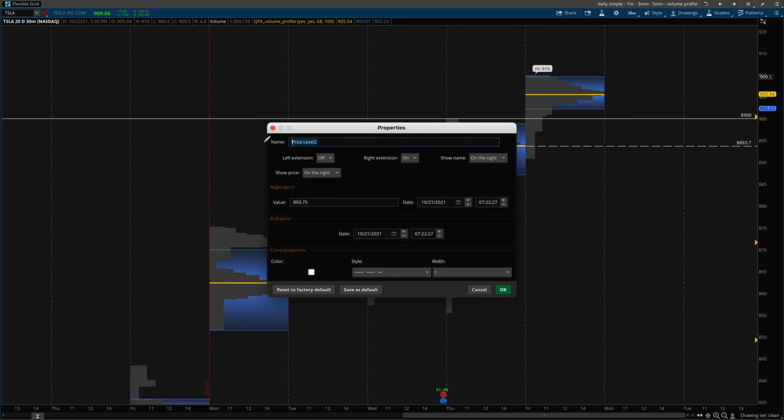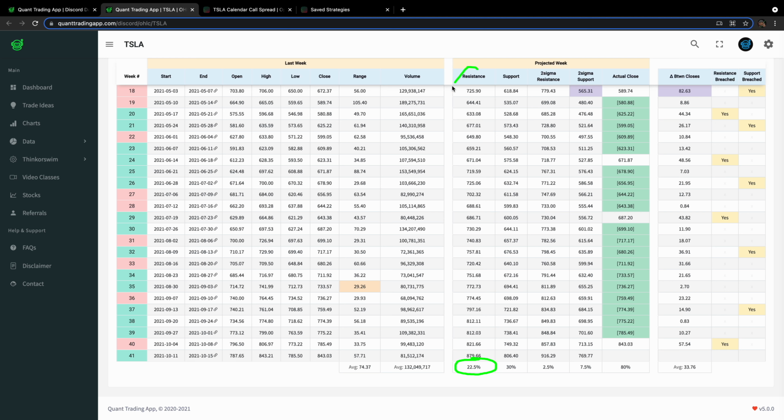In this case, we have data on Tesla saying that only 22.5% of the time does it touch its weekly resistance. On top of that, how many times has it actually broken past its resistance and closed above it? It's pretty easy to see right here. So we see this column that says resistance breach. This is 1, 2, 3, 4. All I'm doing is looking at how many times the resistance was breached and how many times it actually closed outside of its range.